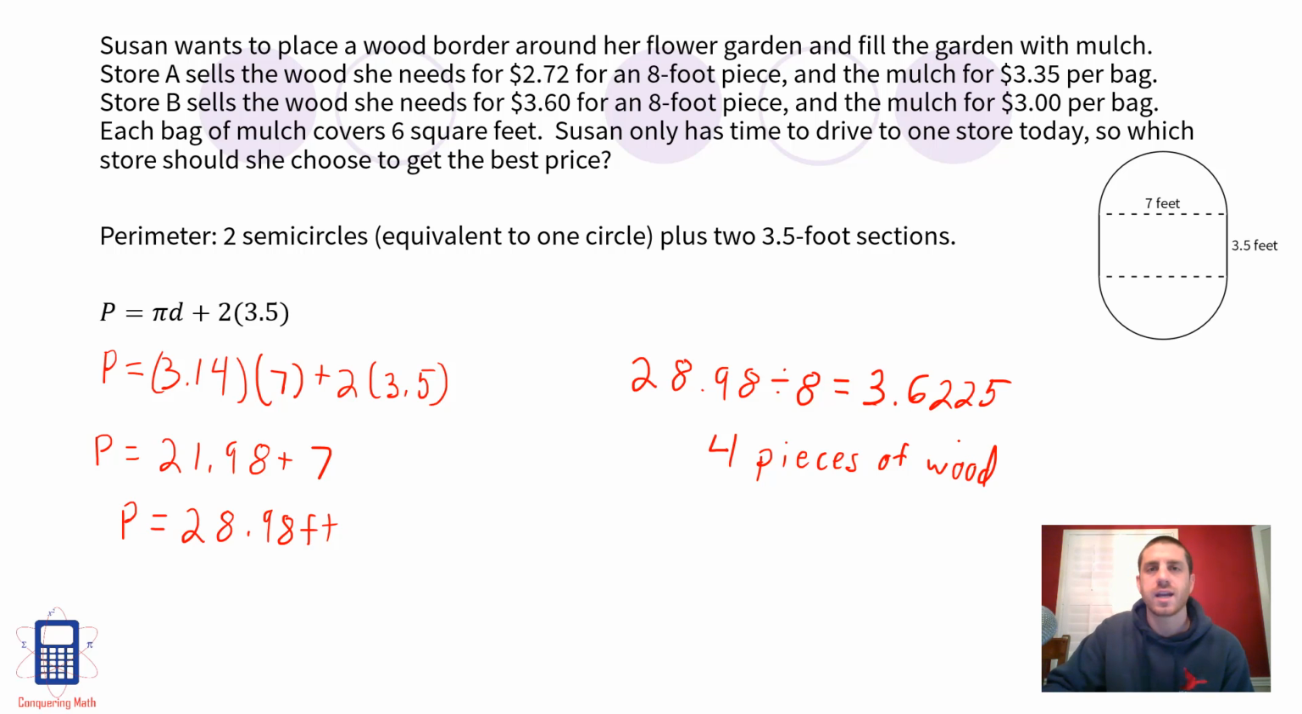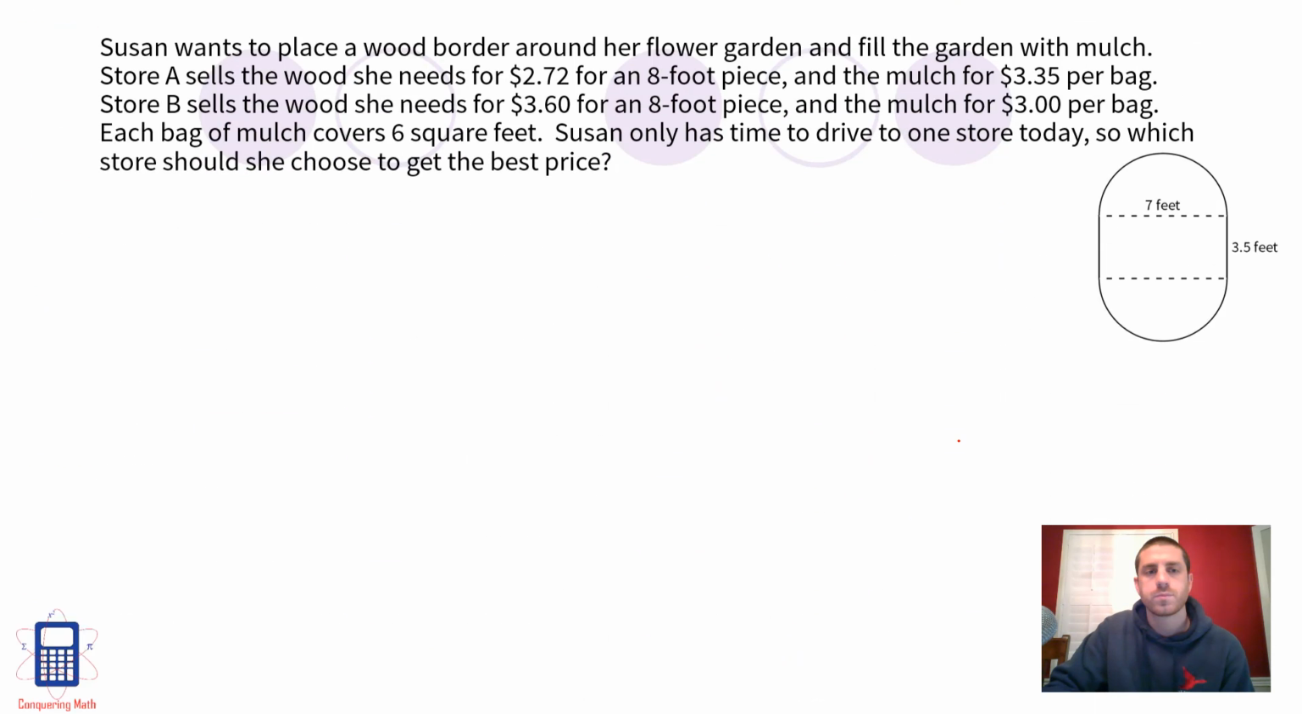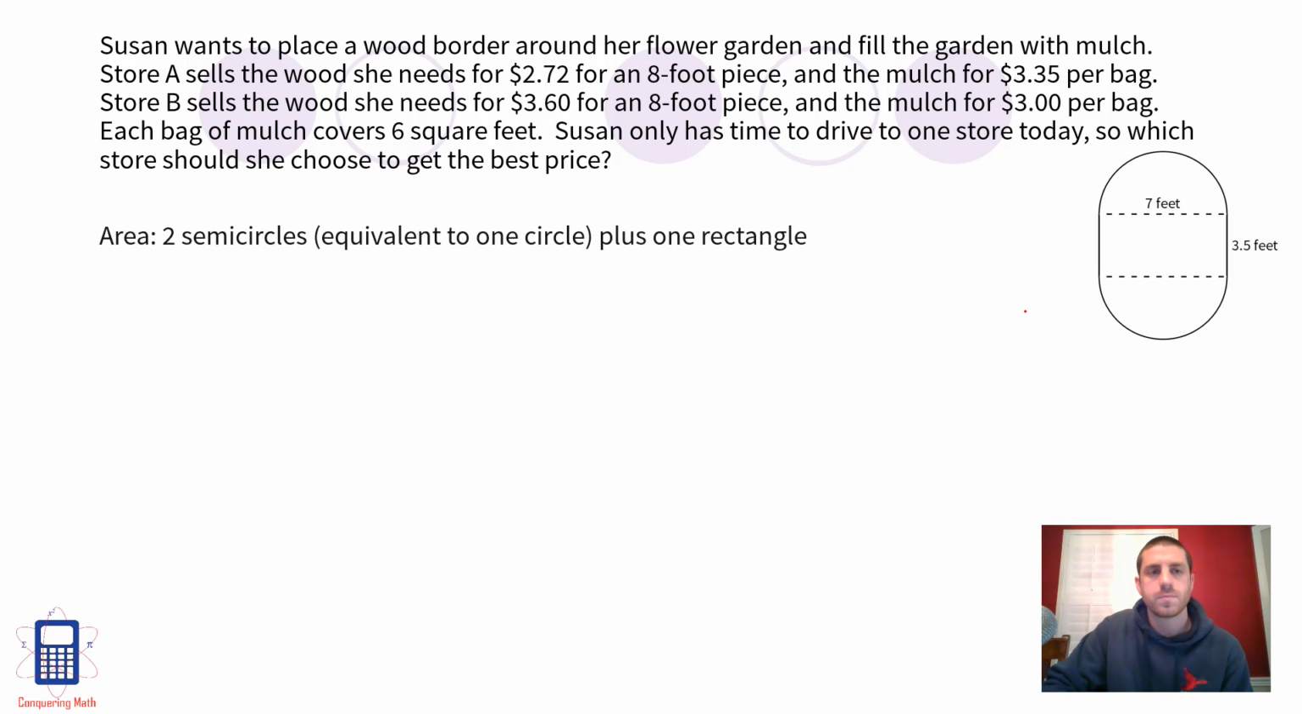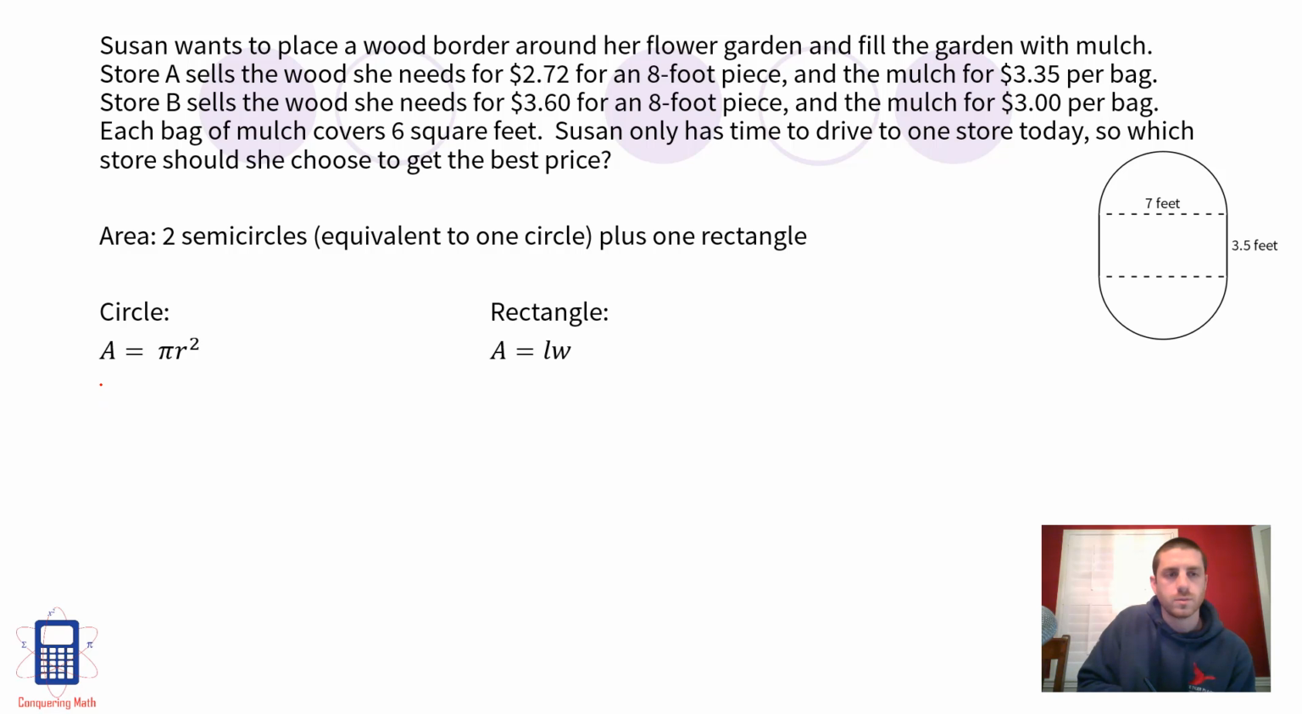The next step is to find the area so that we can figure out how much mulch she needs. So if we take a look, again, we have 2 semicircles here, which is the equivalent of 1 circle. So we'll find the area of 1 full circle, and then we've got the rectangle joining in the middle. We'll find the area of the rectangle, and then we'll add those together. So for the circle, the area formula is pi r squared, and for the rectangle, the area formula is length times width. So we'll start with the circle.